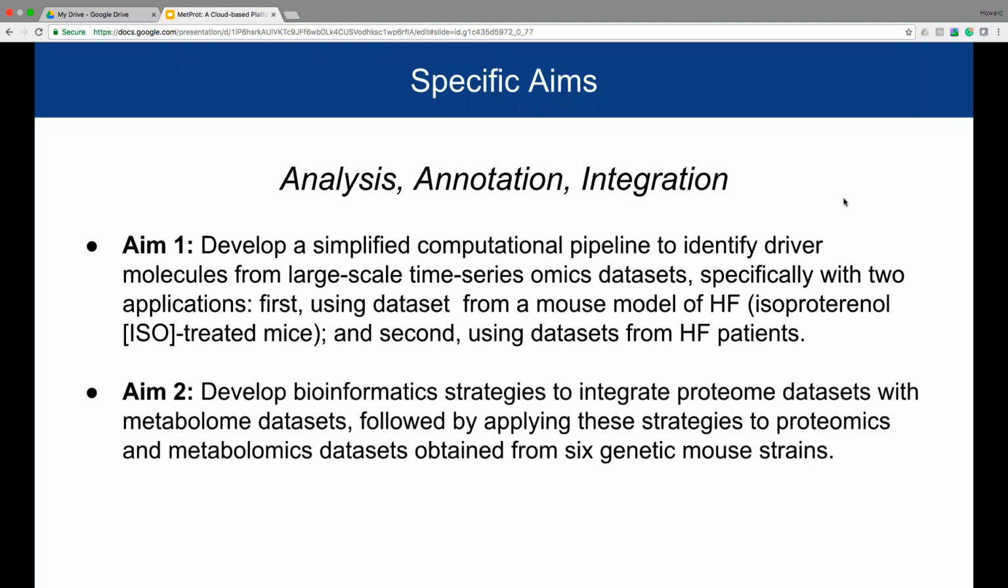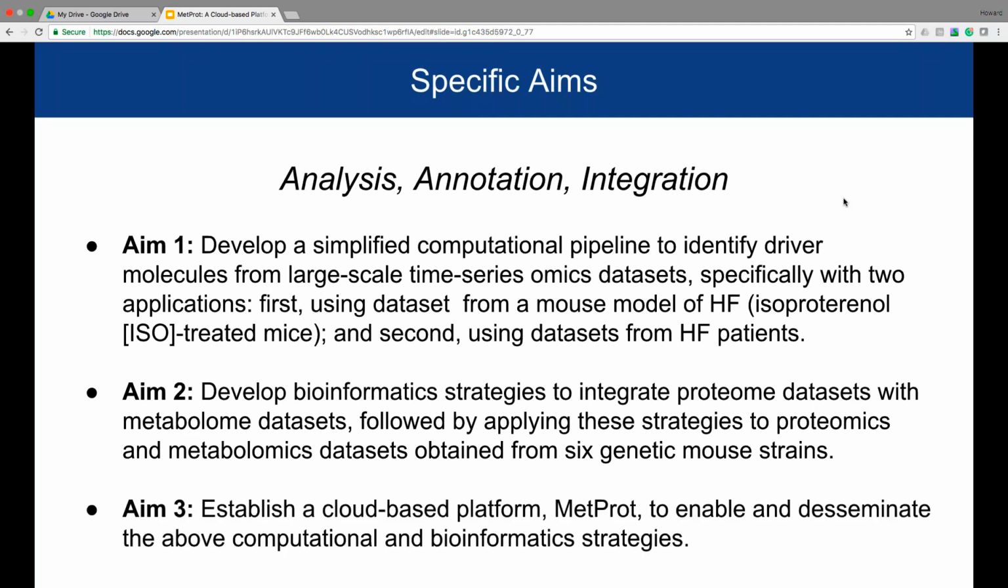Aim two is to develop a bioinformatics strategy to integrate proteome datasets with metabolome datasets. In this aim, we first identify where protein meets metabolites, and then establish the bioinformatics strategy. To test this, we will utilize both proteome and metabolome datasets obtained from the 6 genetic mouse strains. And lastly, aim 3 is to establish a cloud-based platform to enable and disseminate the computational pipeline and bioinformatics strategy developed in aim 1 and aim 2.